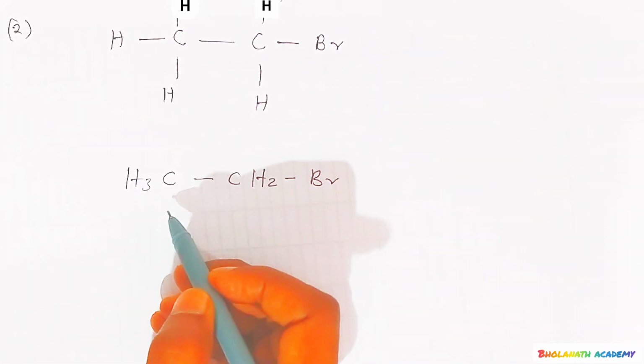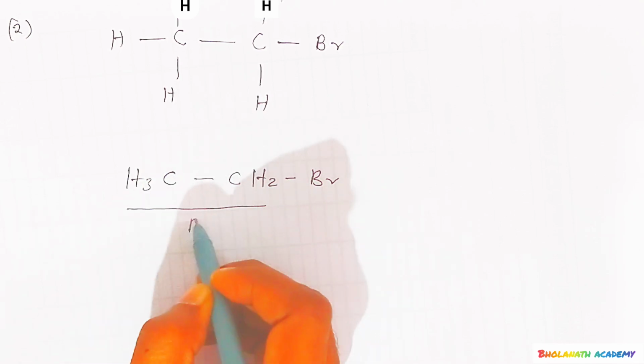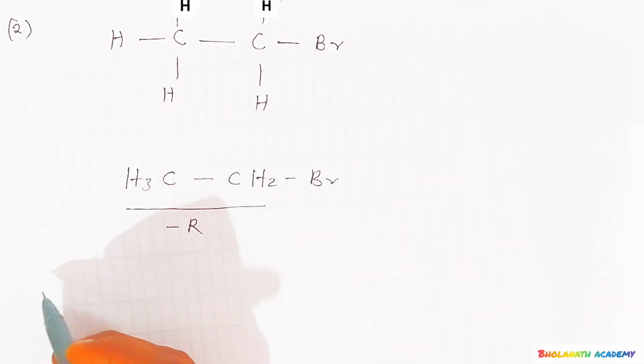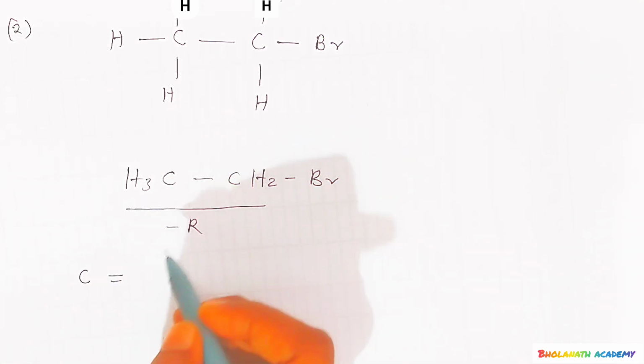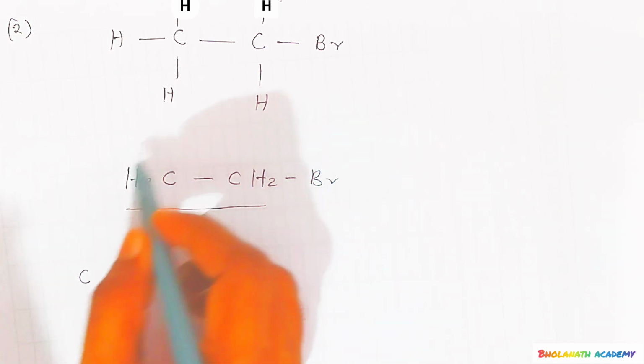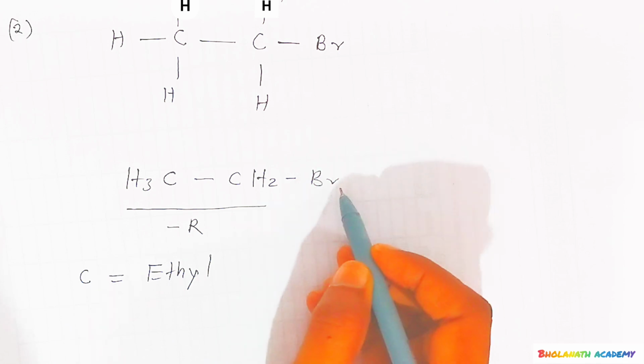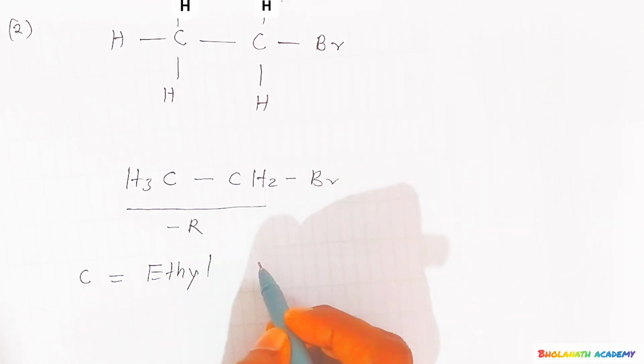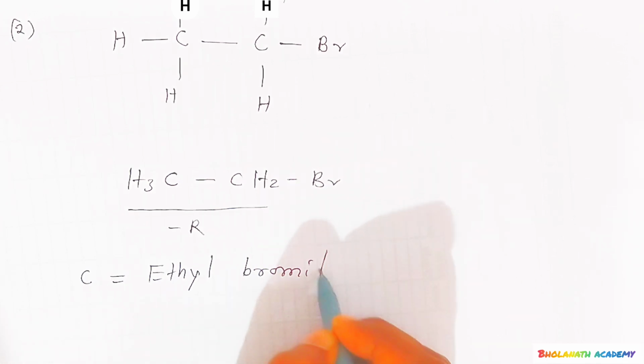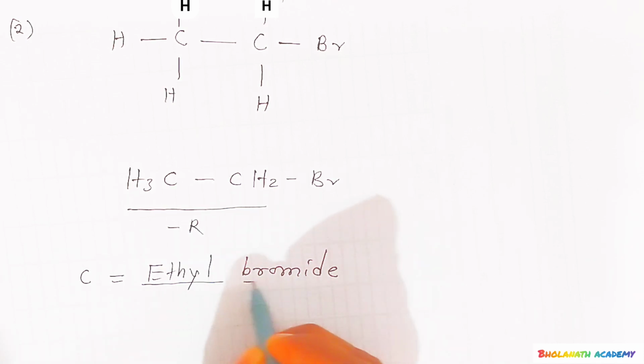Okay students, what will be the common name? Now which type of alkyl is it? In the common name we name the alkyl first. So 2 carbons, that means it is ethyl, and then the halide we write afterwards, ethyl bromide. Okay students, ethyl is separate and bromide is separate.